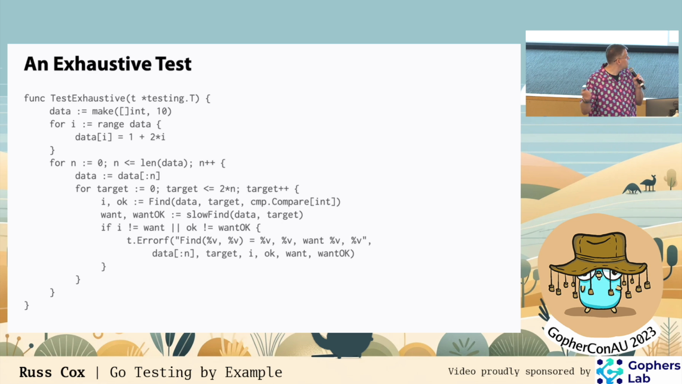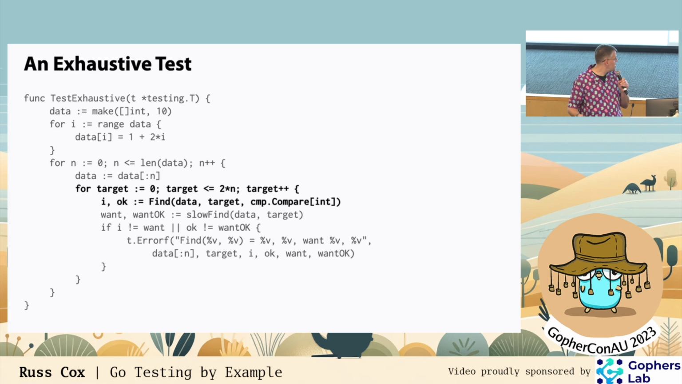We start by making a slice of 10 elements, specifically the odd numbers, 1, 3, 5, up to 19. Then we consider all possible length prefixes of that slice. And then for each prefix, we consider all possible targets from 0, which is smaller than all the values in the slice, up to twice the length, which is larger than all the values in the slice. And this will exhaustively test every possible search path through every possible size slice into every possible location up to our length 10 limit.